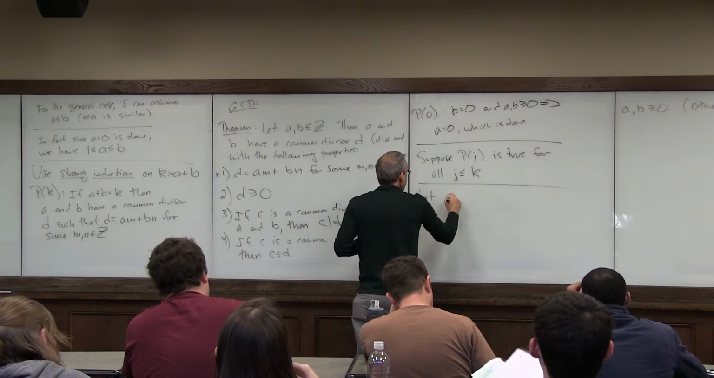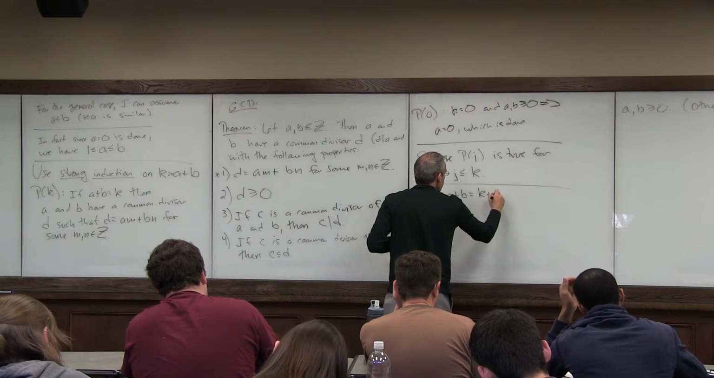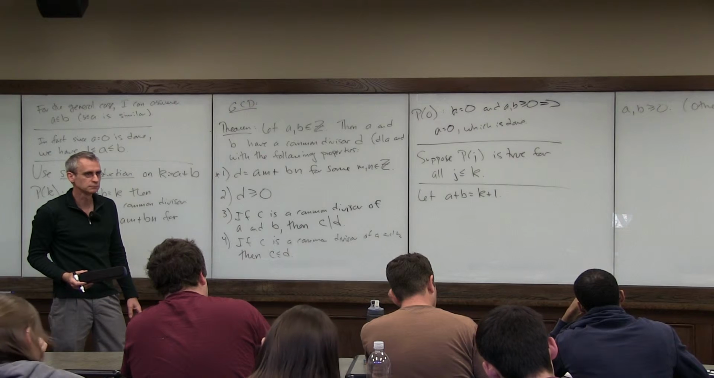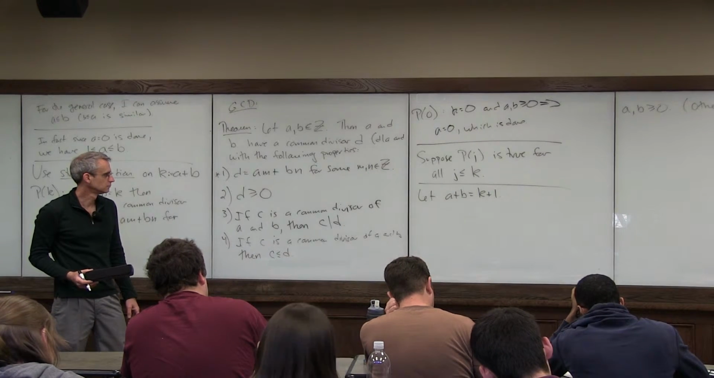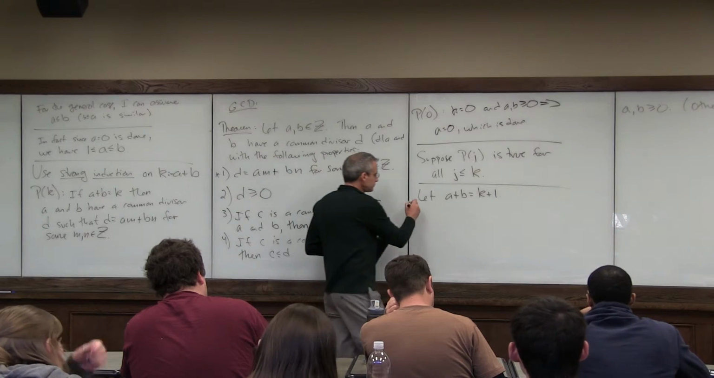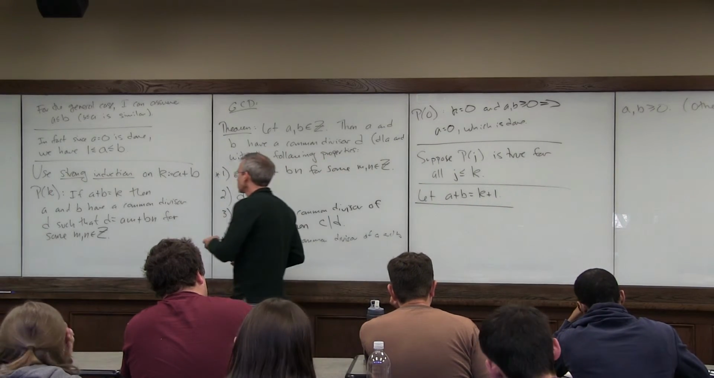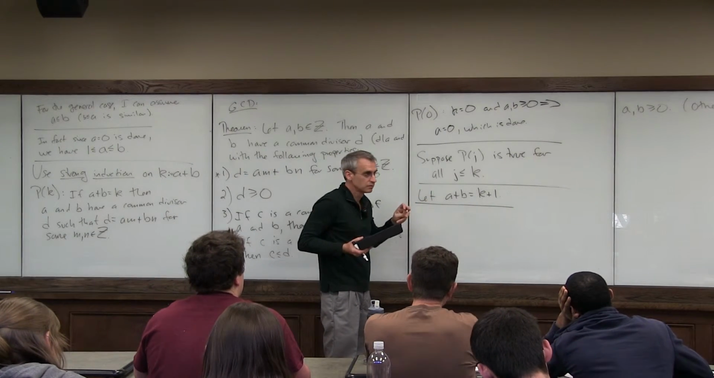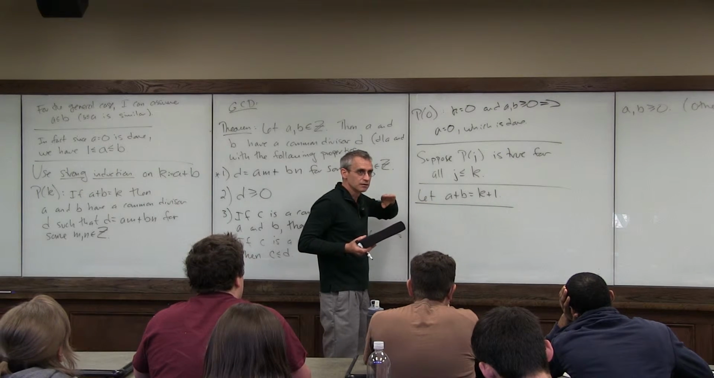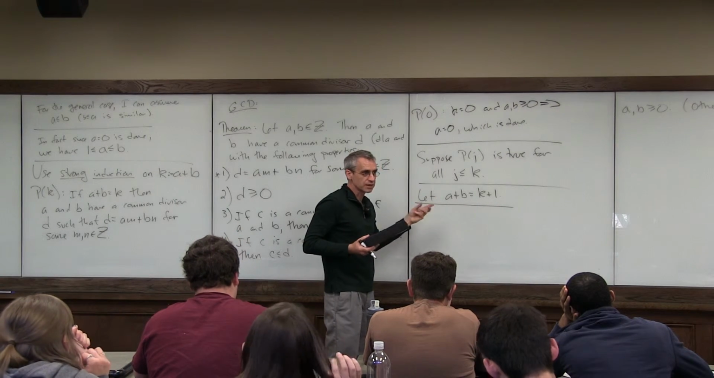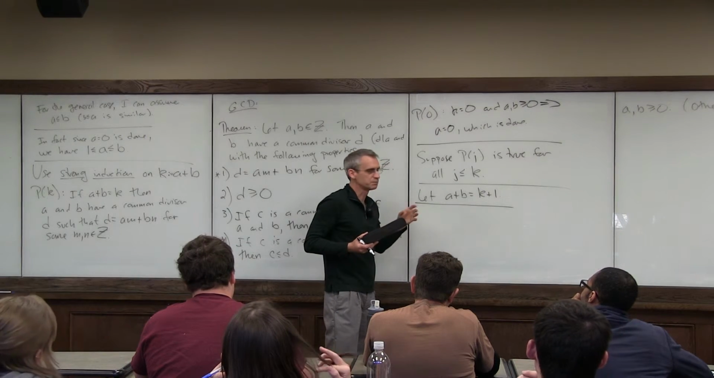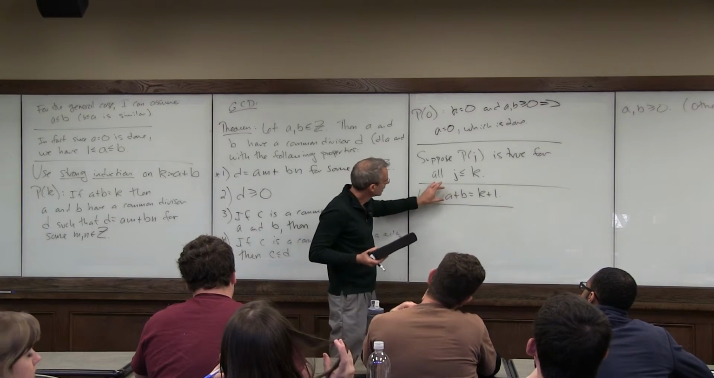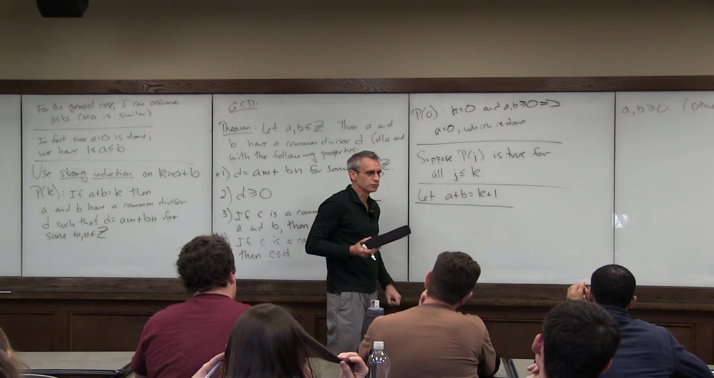And let A plus B equal K plus 1. Question? So what am I trying to show? I'm trying to show that now A and B have a common divisor of the form D equals A times M plus B times N, where M and N are integers. So we're trying to show it has a common divisor that is a linear combination of those two.